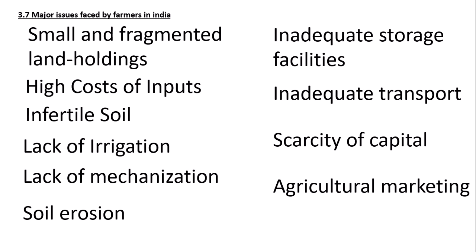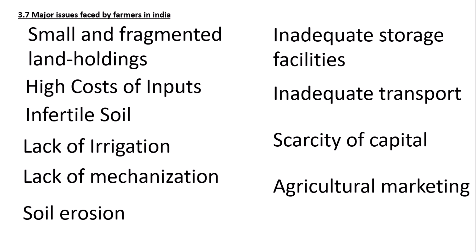Next, inadequate storage facilities. They don't have very big godowns to store their products. Under such conditions, the farmers are compelled to sell their products immediately after the harvest. So that's another lack. Next, inadequate transport. They don't have proper transport facility. Indian agriculture lacks cheap and efficient means of transportation.